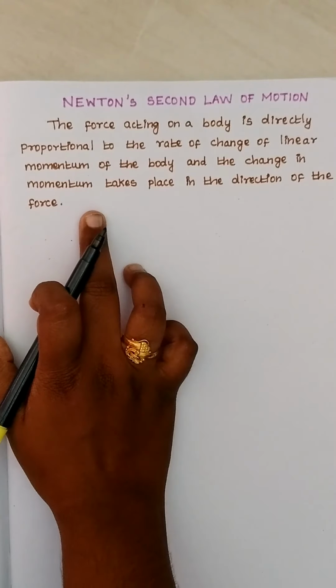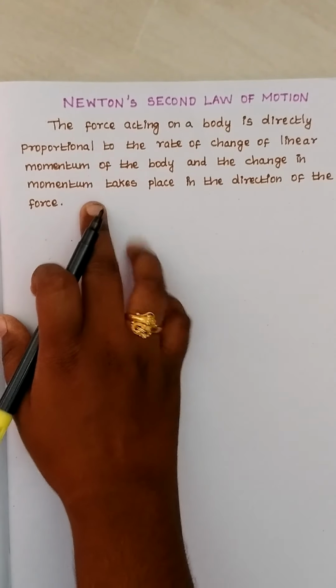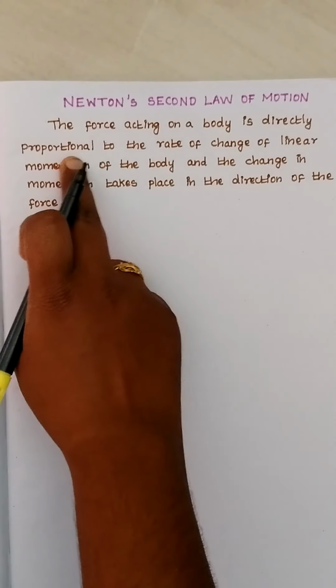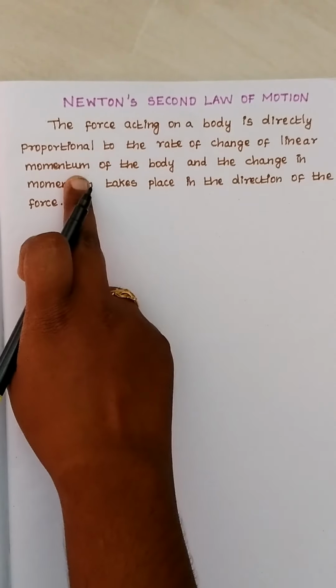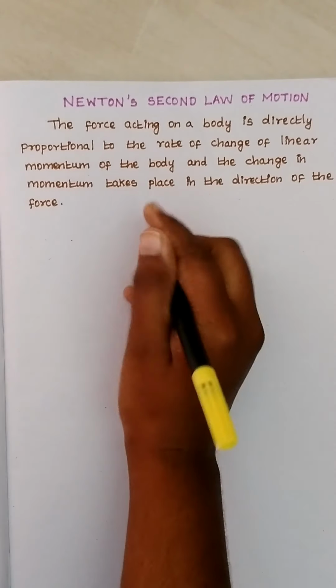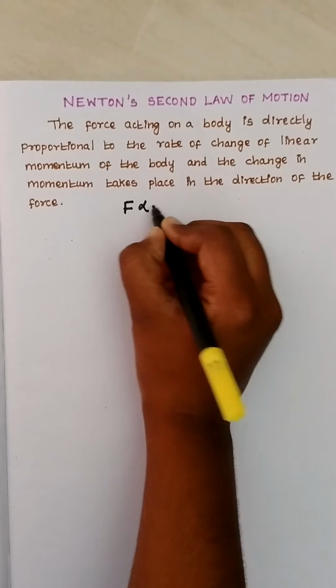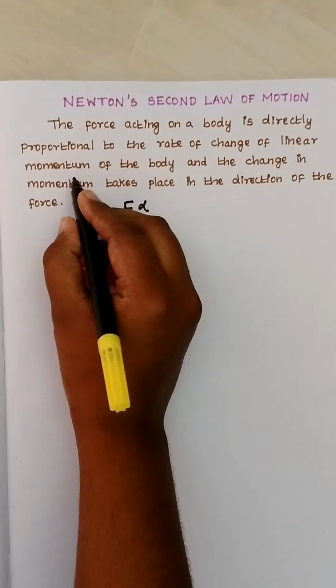Okay, so இதுதான் இதோட definition. Definition perfect எழுதணும். The force acting on a body is directly proportional to rate of change of momentum. So இதுதான் இதோட important definition. Force is directly proportional to rate of change of momentum.